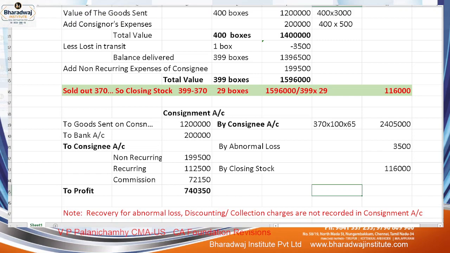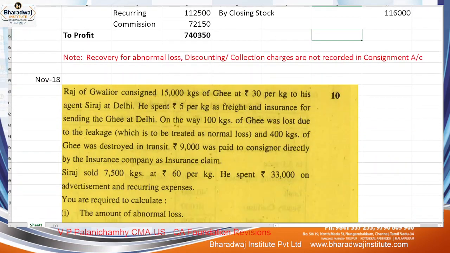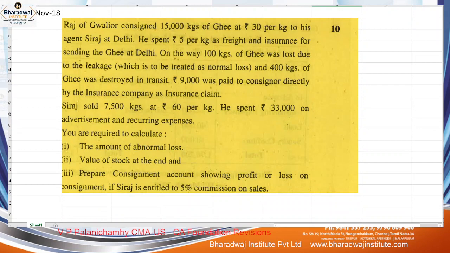So far we have done with abnormal loss. Now we'll do the next question with normal loss. Raj of Gwalior consigned 15,000 kg of ghee, 30 per kg, to Siraj at Delhi. He spent rupees 5 per kg as freight and insurance for sending the goods. On the way, 100 kgs were lost due to leakage, which is considered to be normal loss.